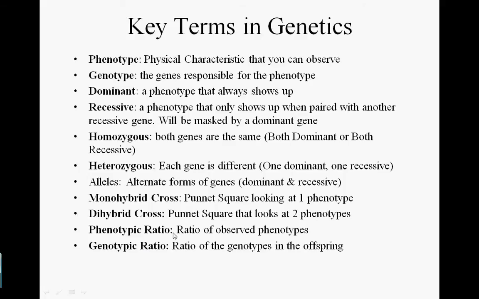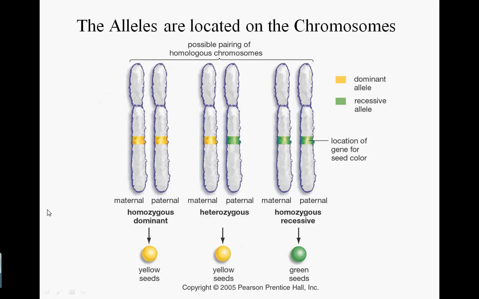The phenotypic ratio is the ratio of observed phenotypes, where the genotypic ratio is the ratio of the genotypes in the offspring. So you might want to take a moment to pause this video, write this down. Each of these, make yourself some flashcards so that you're able to remember what each of these terms mean, because we're going to be using them a lot in this chapter. So just one note, remember, alleles are alternate forms of genes, and they're located on the chromosome.